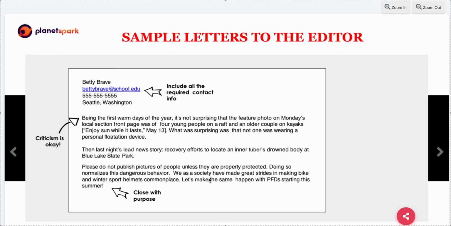We as a society have made great strides in making the bike and winter sport helmets commonplace. That means any winter sport, whether it's a bike, the helmet is compulsory. Without protection, no one is allowed to take part. Is it clear?